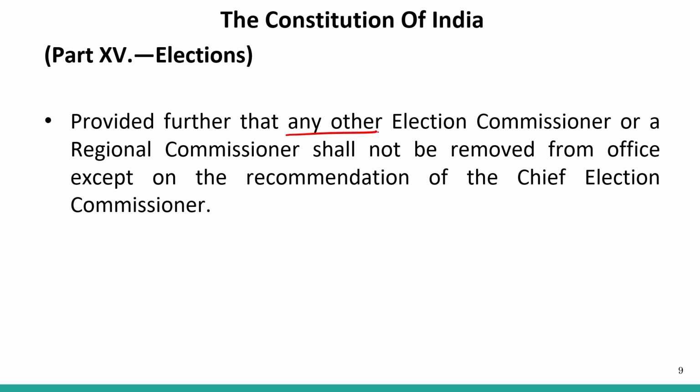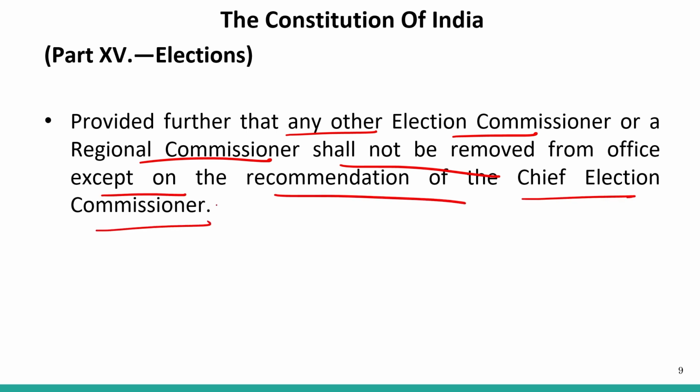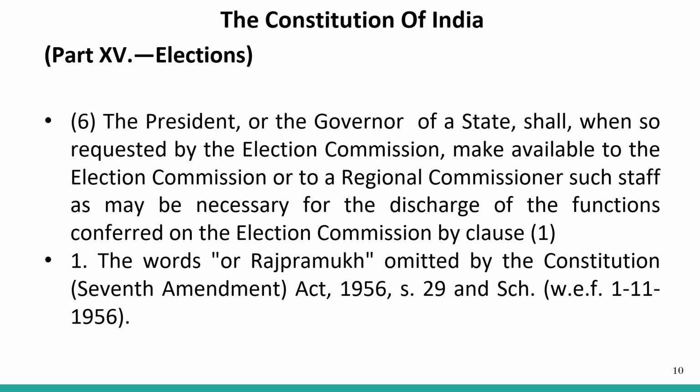Provided further that any other election commissioner or regional commissioner shall not be removed from the office except on the recommendation of the chief election commissioner. So the appointment shall be made on the basis of the chief election commissioner, and the removal of the election commissioners or the regional commissioners shall also be based on the recommendation of the chief election commissioner. So chief election commissioner perhaps has been given a little bit more power in comparison to the election commissioners and the regional commissioners. Okay, now what is clause number 6 of Article 324 saying?